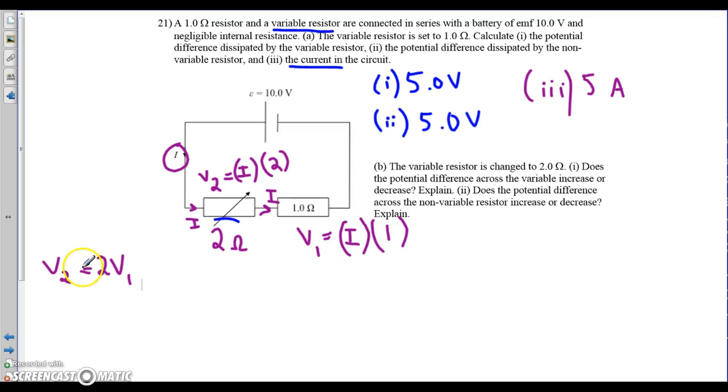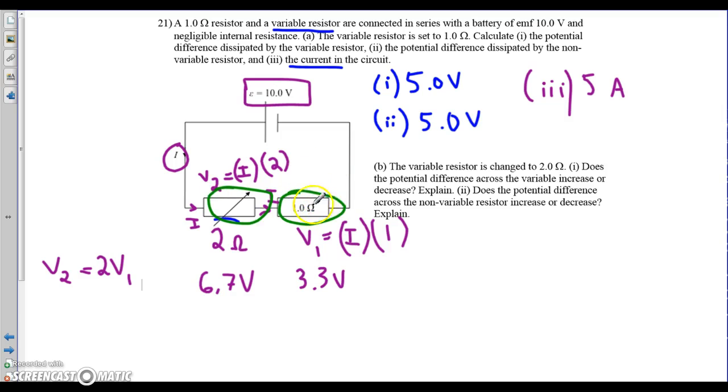Because it's twice, they're no longer sharing the 10 volts equally. V2 gets a bigger share. In fact, if you work it out, V2 would be 6.7 volts, and V1, this first resistor, would dissipate only 3.3 volts. So by increasing the resistance here, not only do you increase its potential difference, but you have to then decrease this potential difference, because the total must add to 10. Okay. So that answers parts I and II.